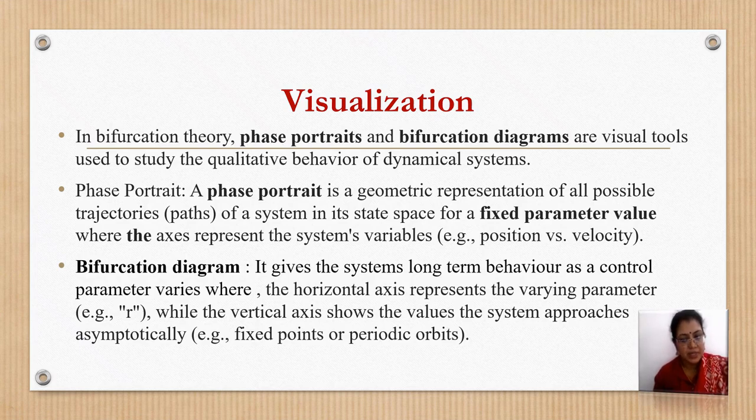What about the bifurcation diagram? It gives the system's long-term behavior with respect to the control parameter. So the phase portrait was plotted for a fixed parameter value, and here the parameter is given varied values for which the system's fixed points will be plotted. So they are called the phase portrait and the bifurcation diagram.